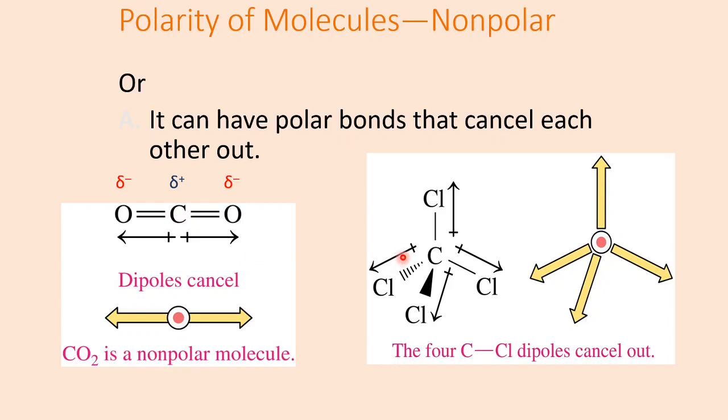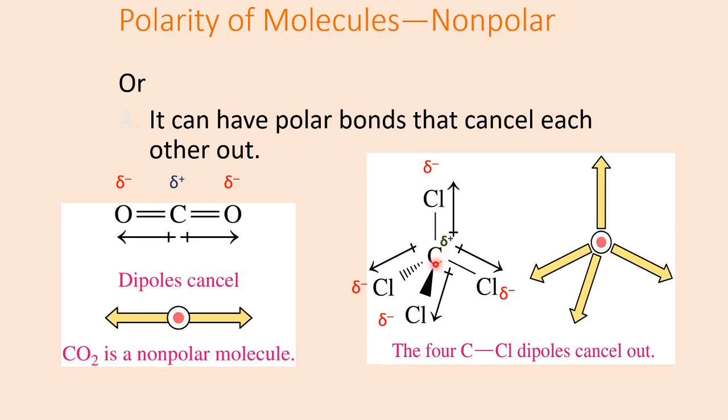In carbon tetrachloride, the chlorine atoms all have a partial negative charge, and the carbon has a partial positive charge. If you try and average these all out in space, they average out to be right here on top of the carbon. And that's where the center of positive charge is. There is no separation of charge.